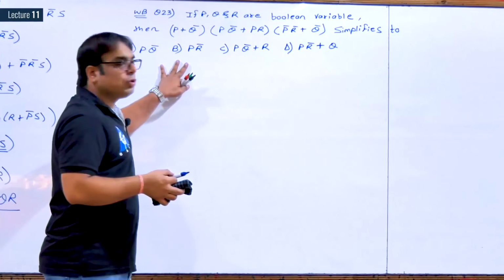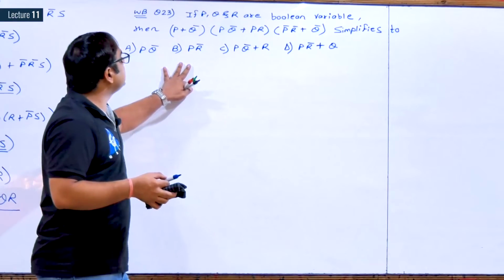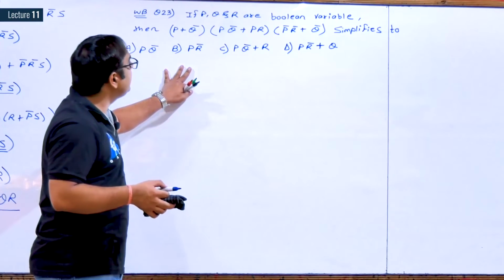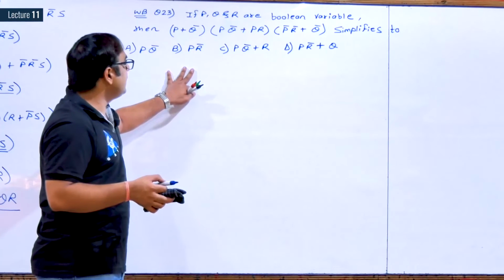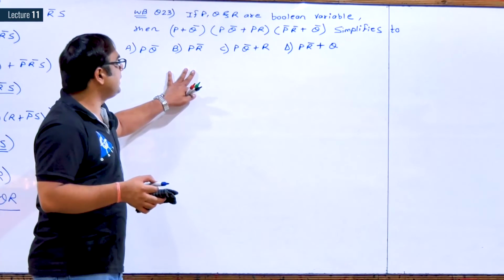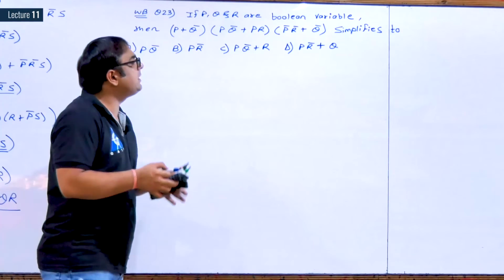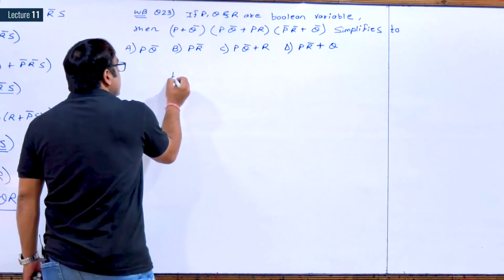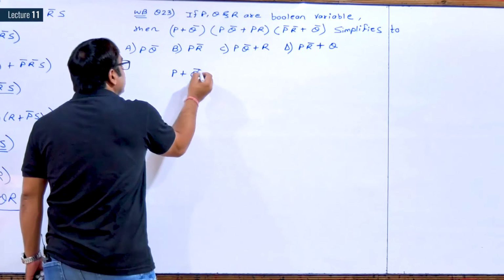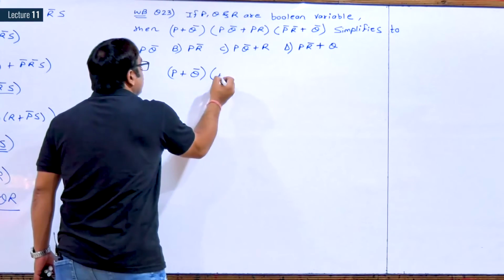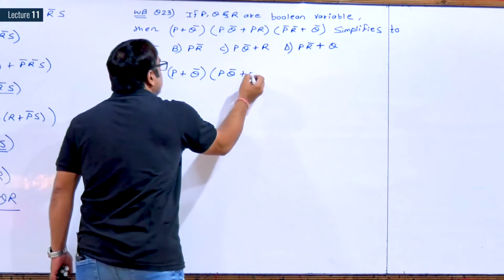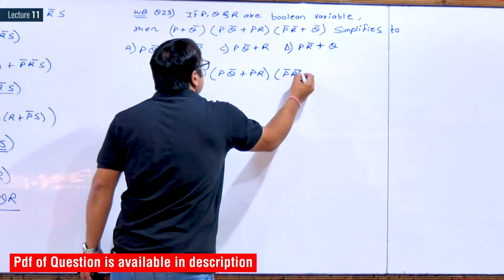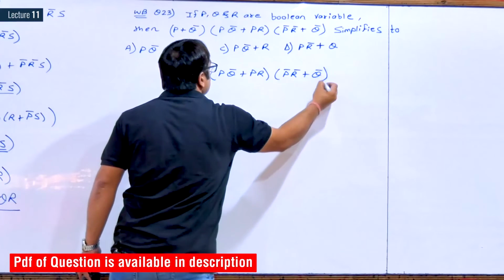Workbook question number 23. P, Q, R are the Boolean variables. Then expression is given to you. You have to simplify it. So in this particular question, it seems that if I simply try to open the brackets, it would become quite simple for me. So just let me write down the question again. P plus Q complement, PQ complement plus PR, P complement, R complement plus Q complement.